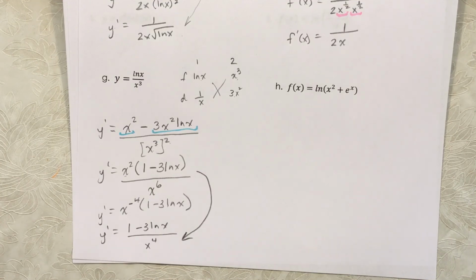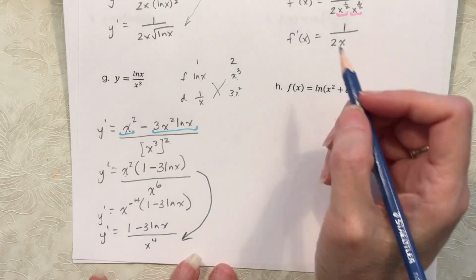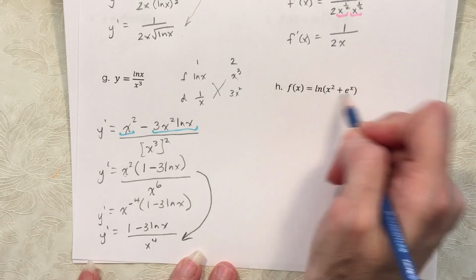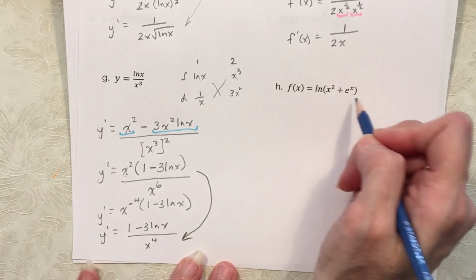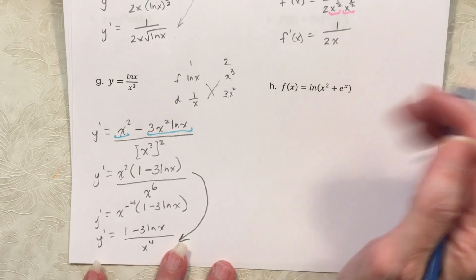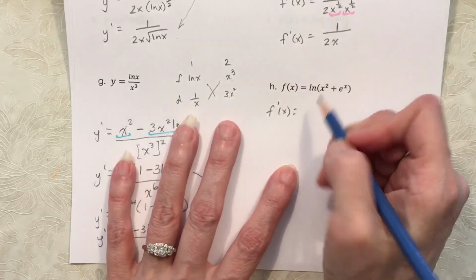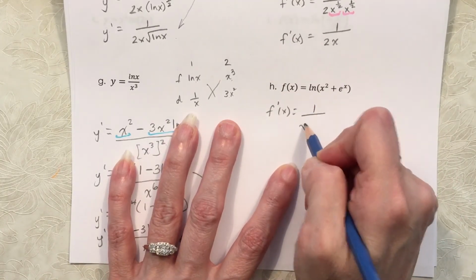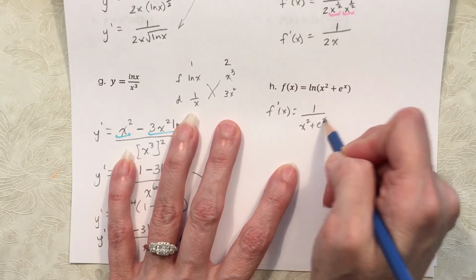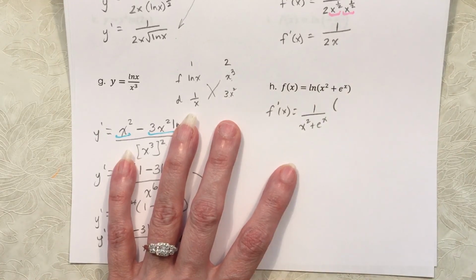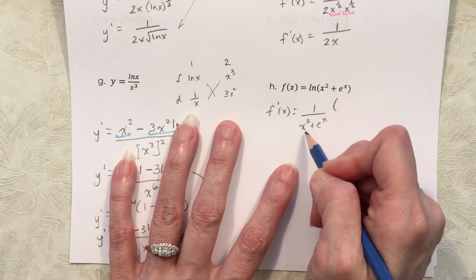All right, so our next one is f of x is the ln of x squared plus e to the x. So it's first a ln. We're taking the ln of, in this case, two functions of x that are adding. So f prime at x, so for ln, it's going to be 1 over x squared plus e to the x, and then times the derivative of x squared plus e to the x. So since they're adding, we just take the derivative of them each individually.